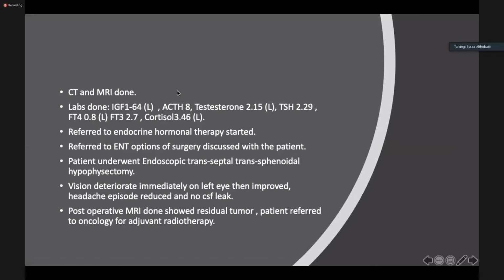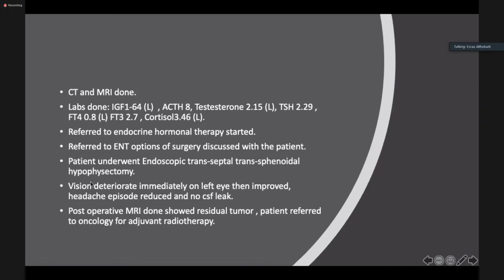Okay, labs were done for the patient, showing growth hormone was low, testosterone low, TSH and FT low, cortisol was low. So the patient was referred to endocrine for hormonal therapy and diagnosed as non-functioning pituitary macroadenoma. The patient was then referred to our department to discuss the option of surgery. Patient agreed and underwent endoscopic transseptal transsphenoidal hypophysiectomy.